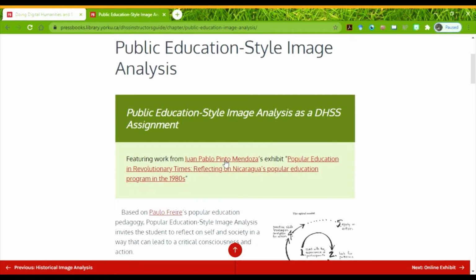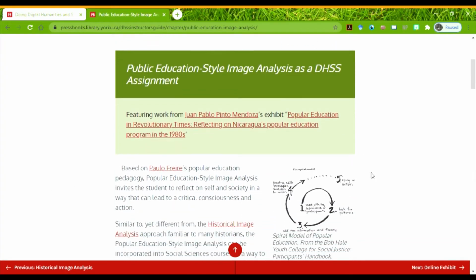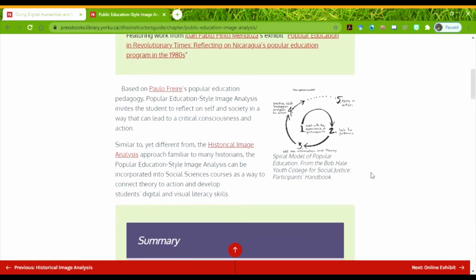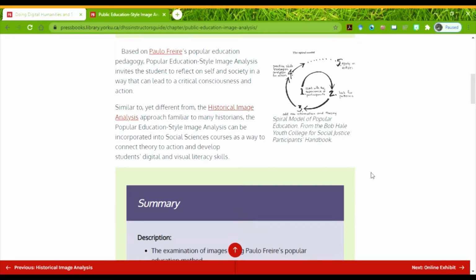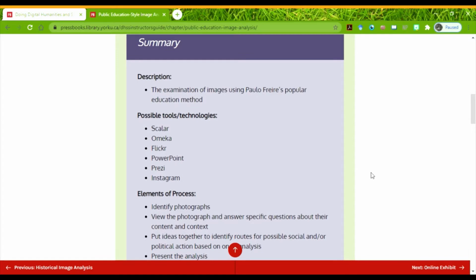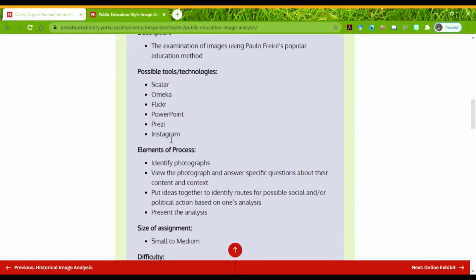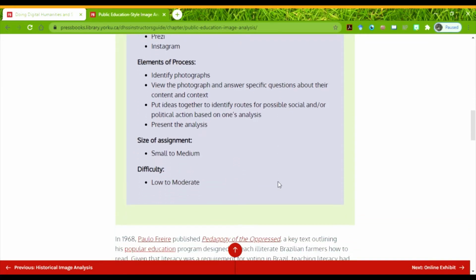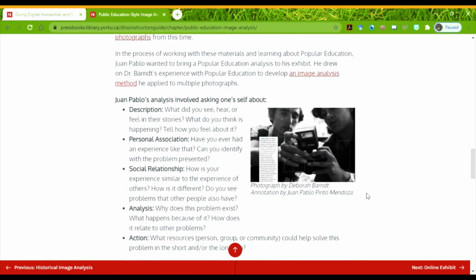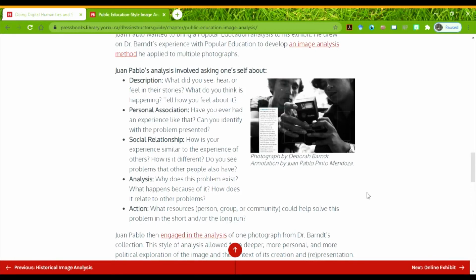So Juan Pablo was one of the students, a graduate student that did this work for us, and he wanted to bring in this notion of popular education that was advocated by Paulo Freire. This type of image analysis is a little bit different than historical image analysis because of this method, but it is the same type of process and tools that you would use with a historical image analysis. Instead, what makes it different is that you are thinking about yourself in relationship to the photograph in order to make action.